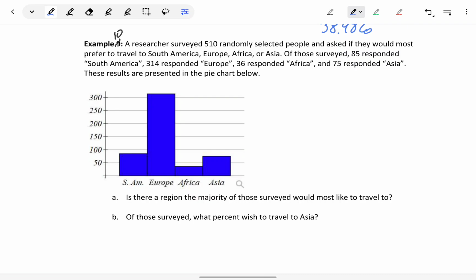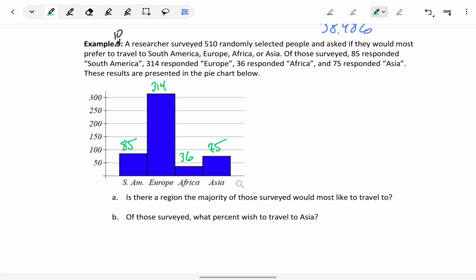In example 10, now we have a researcher who surveyed 510 randomly selected people and asked which country they would most like to travel to. We're given the specific counts for these bars so we can add some information for clarity to our graph. 85 people responded they would want to travel to South America. 314 replied Europe. 36 responded Africa. And 75 responded Asia.